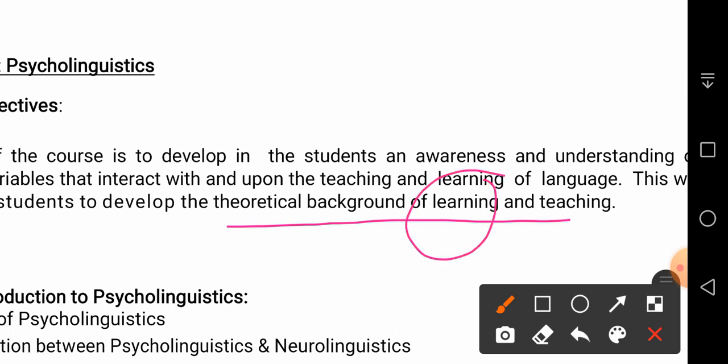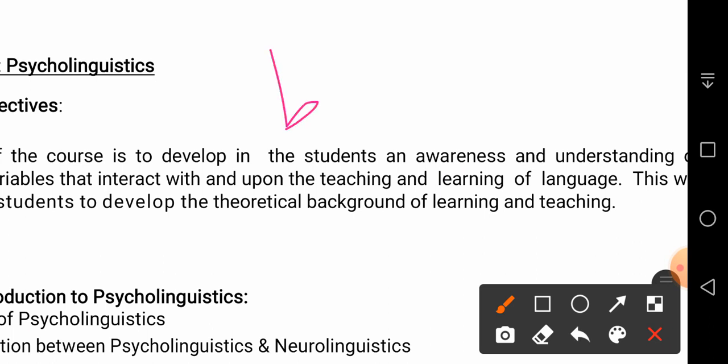So learning is actually known as change in behavior. Sometimes people also define it as a permanent change in behavior. So change in behavior is known as learning. Okay, but behavior can be of two types.